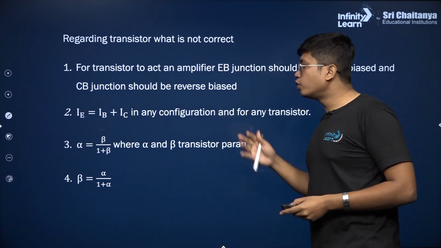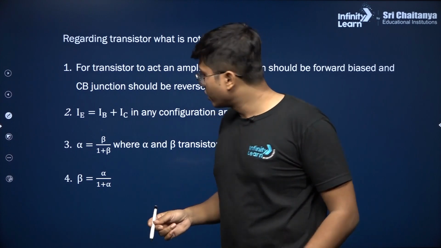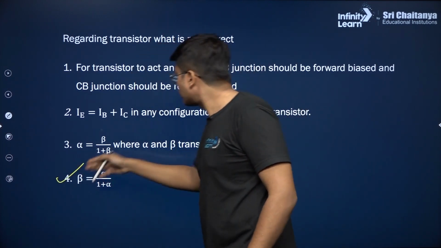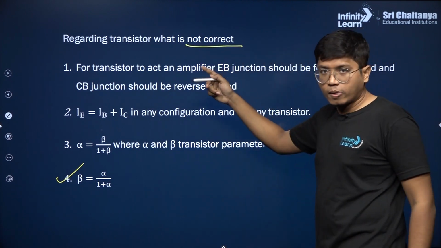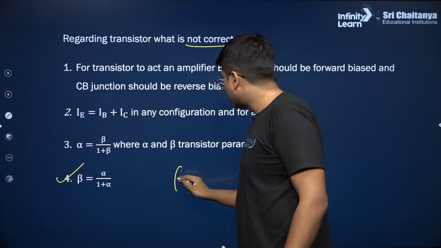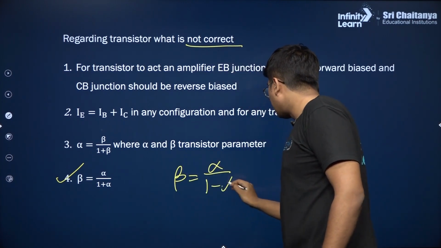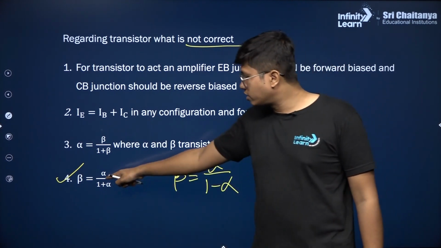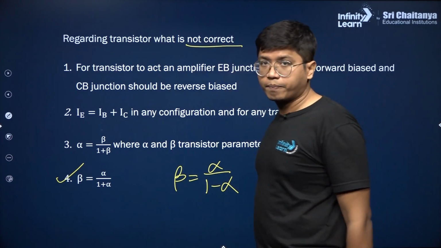Next, alpha is equal to beta by 1 plus beta. Again, this statement is also true, but this statement is incorrect. So this is actually the correct option because they've asked for what is not correct. Because we know beta is equal to alpha by 1 minus alpha. That is the correct formula. So this is the incorrect statement. Take note. We have to mark what is not correct.